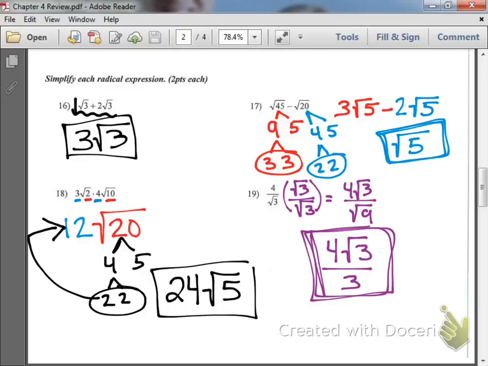Any questions on the radical stuff? I just have a hunch it's going to be the worst page on the test. So this is where we really need to focus our studying if it's something that you struggle with. What are your questions?